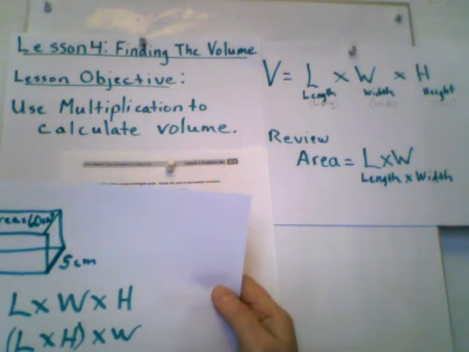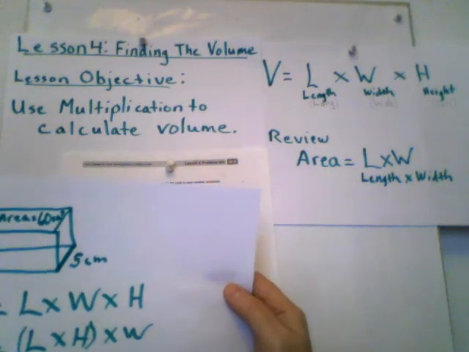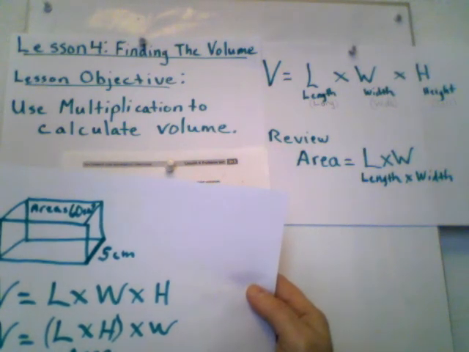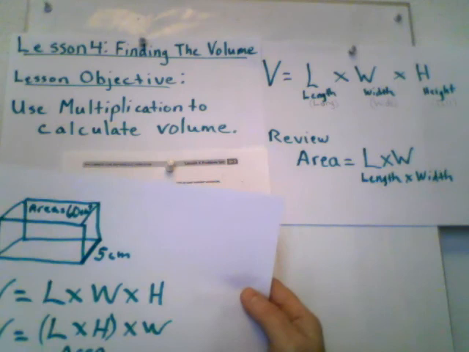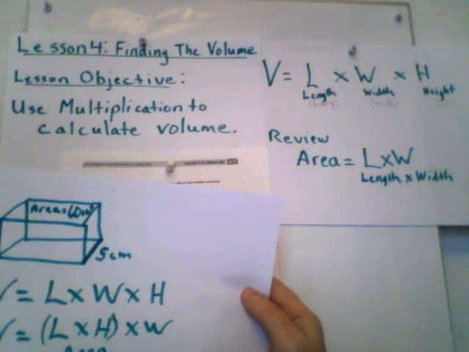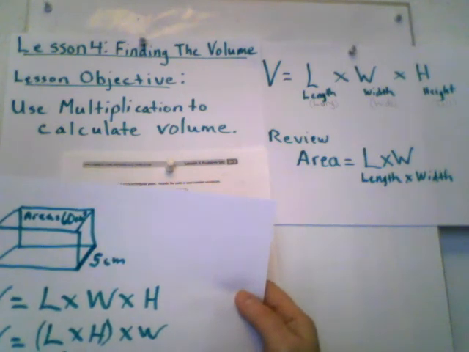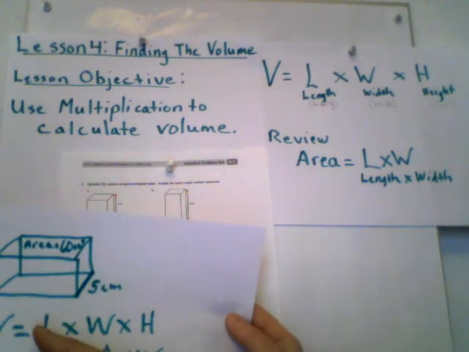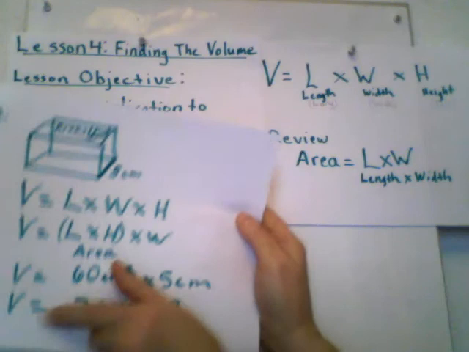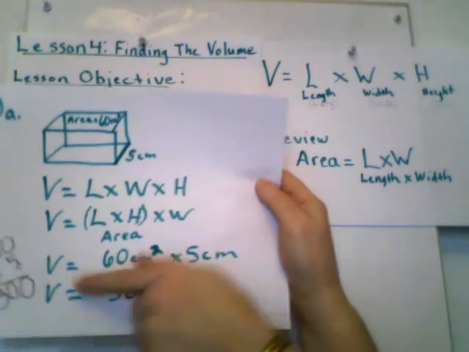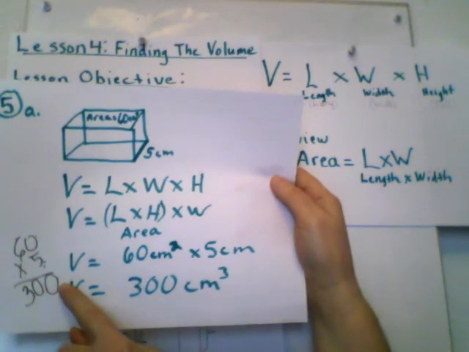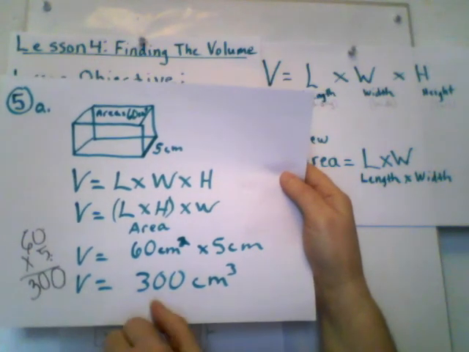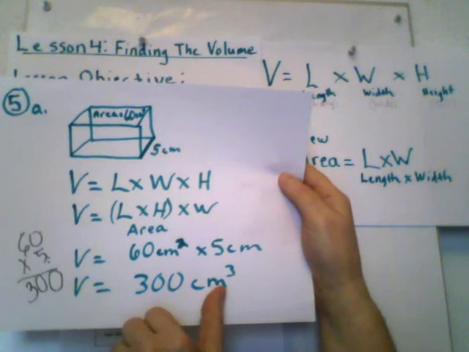squared by 5 centimeters. So what I did was 6 times 5 was 30, and with my tens trick I added the 0. So I ended up with 300 centimeters cubed. Or if you don't like mental math, you could do the standard algorithm. 0 times 5 is 0, and 6 times 5 is 30. So my answer still turns out to be 300 centimeters cubed.